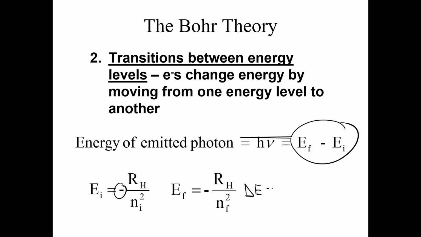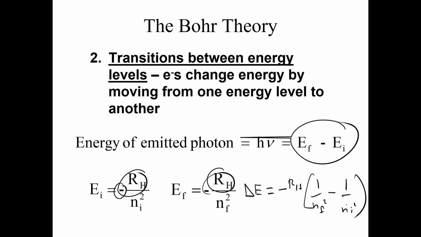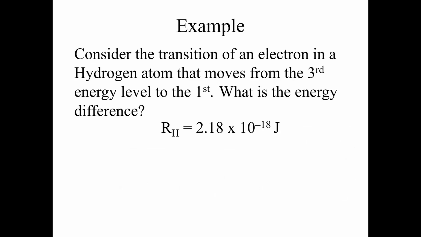The change in energy is going to be minus RH. If you set them close together, you take that out of the equation, so you have minus RH times, of course, 1 over n final level squared minus 1 over n initial level squared. So let's use that equation. I'll give you what RH is for this particular problem here.